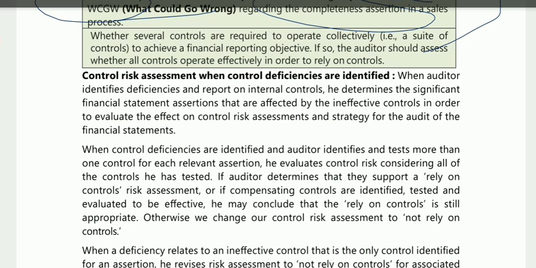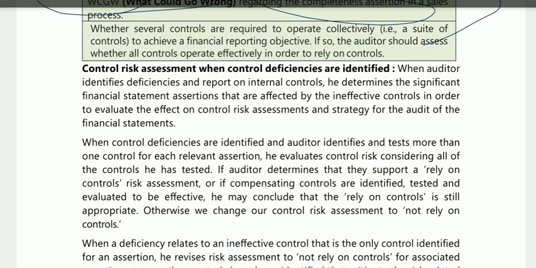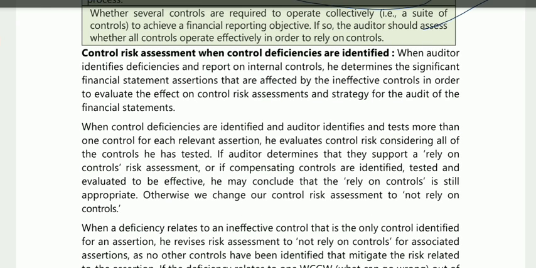Now what you will do as an auditor, you will see that for the ineffective control, what is the impact on the several transactions. So you will evaluate the effect of those ineffective controls over the entity. So when control deficiencies are identified, an auditor identifies and tests more than one control for each relevant assertion.